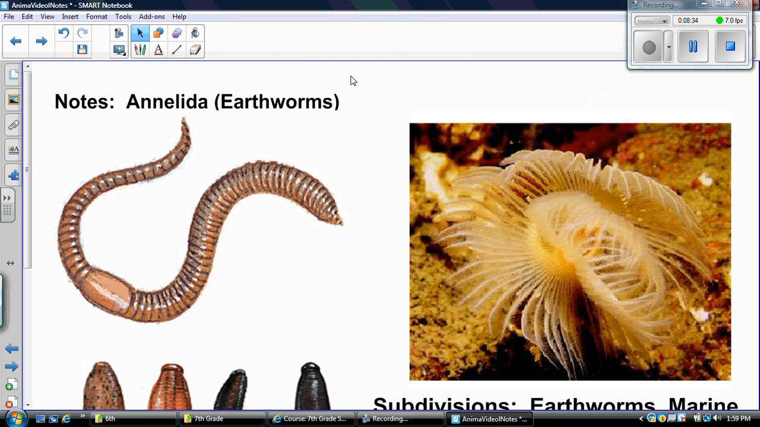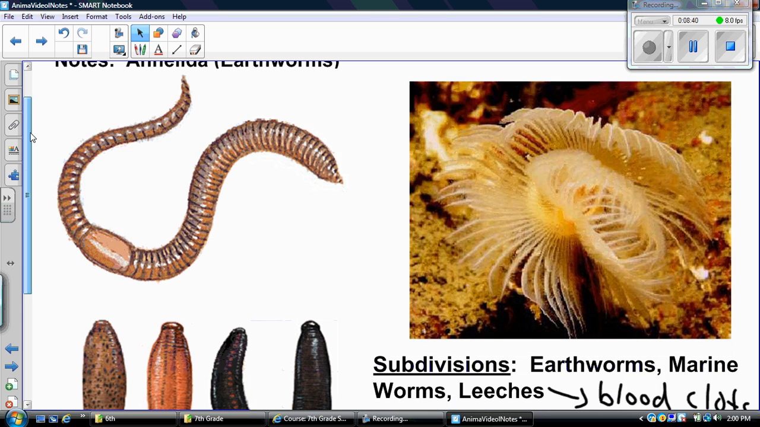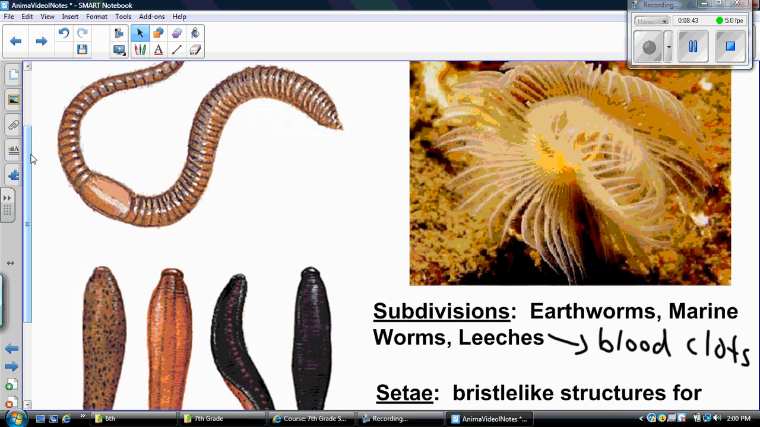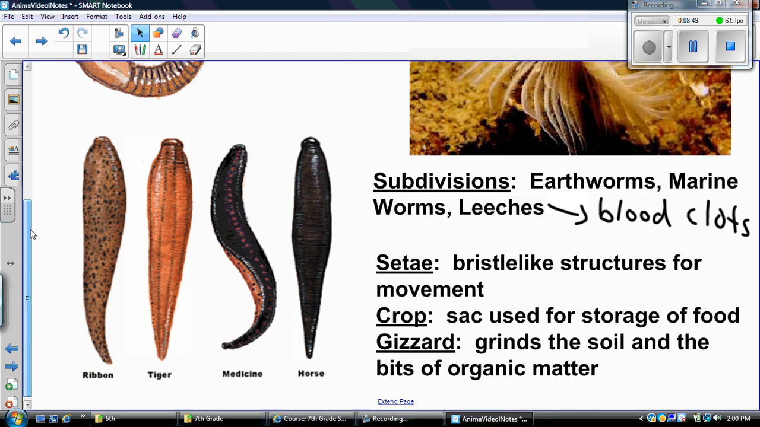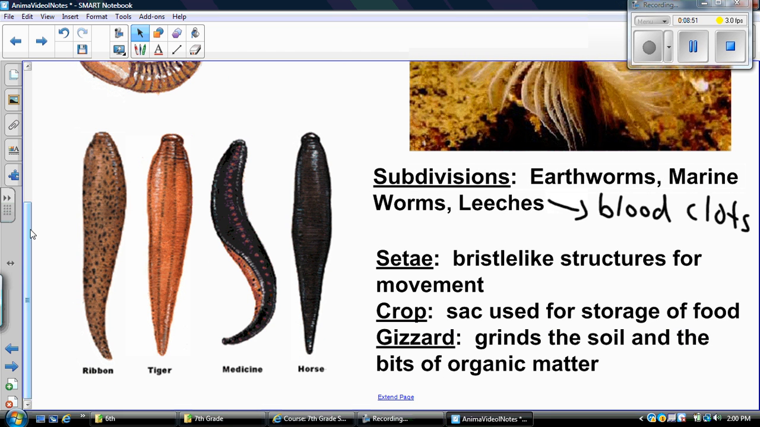Okay, our next phylum is the Annelids. These are your earthworms, or segmented worms, as they're sometimes called. Subdivisions: earthworms, marine worms, and leeches. Leeches are the ones that help with blood clotting. They have what's called setae, which are bristle-like structures for movement, kind of looks like cilia.